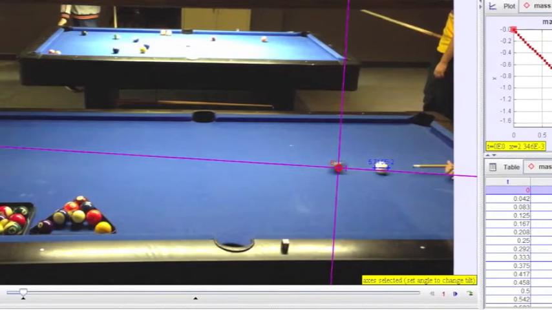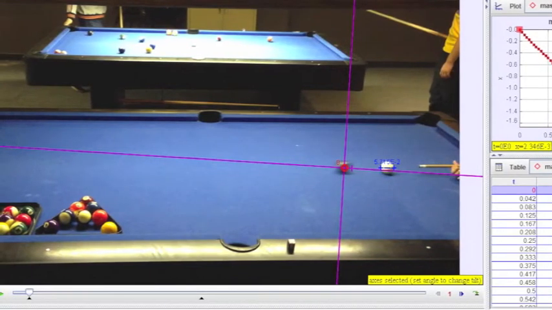Because the ball is moving to the left of the origin, the direction of the velocity is negative.